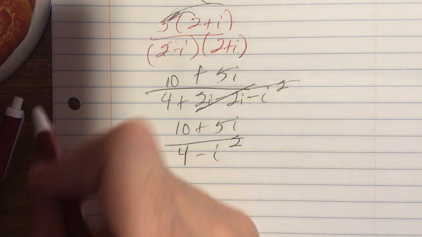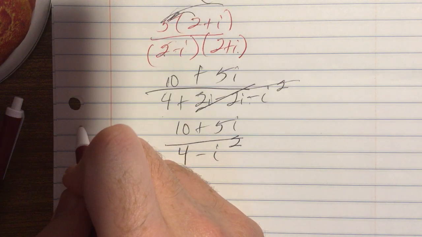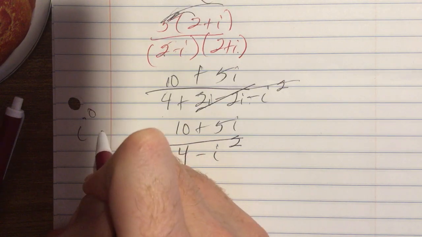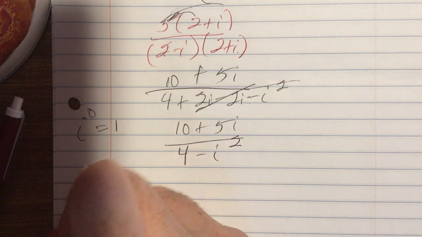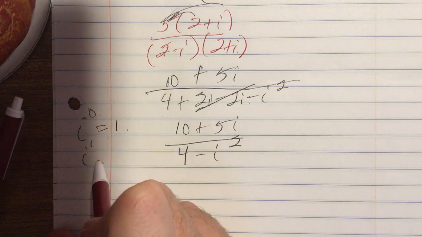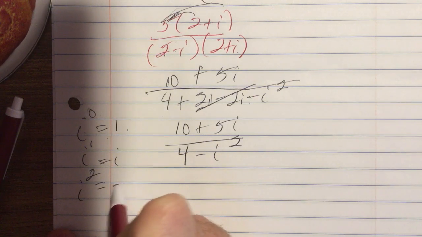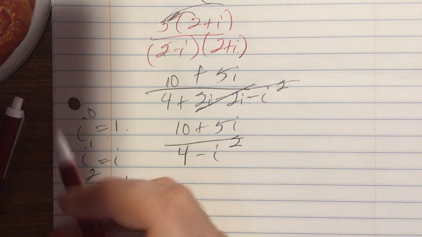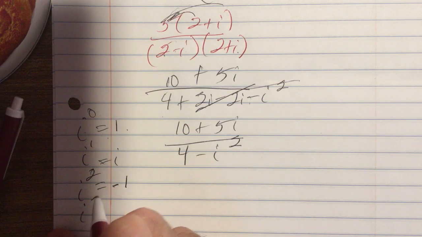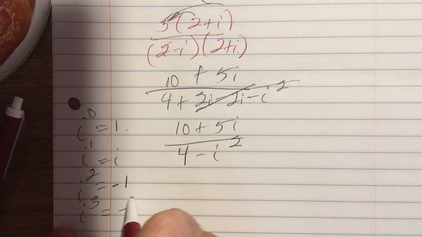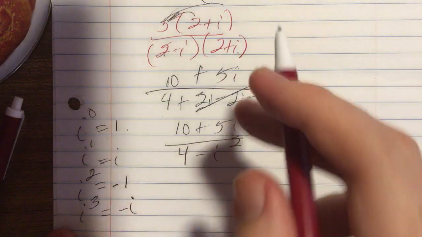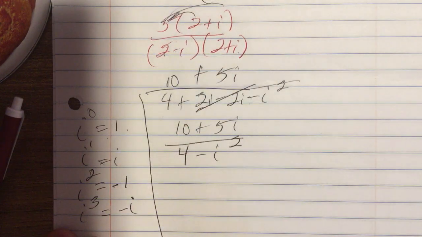The other thing to realize is that we have to remember our powers of i. We have to remember how i to the 0th power is equal to 1. Anything raised to the 0th power equals 1. i to the 1st power would, of course, just be i. i squared is equal to negative 1. And i cubed is equal to negative i. Those are your basic powers of i that we have to remember.